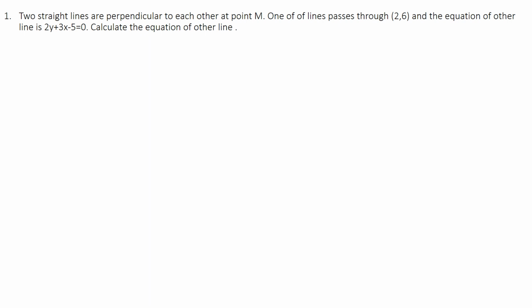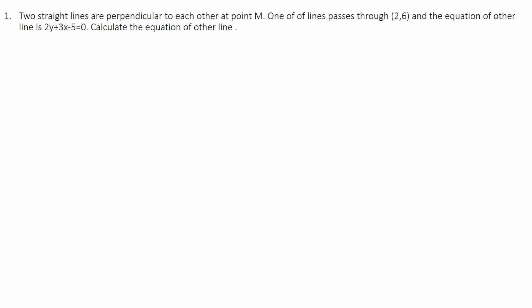So the question reads: two straight lines are perpendicular to each other at a point M. One of the lines passes through (2, 6), and the equation of the other line is 2y + 3x - 5 = 0. Calculate the equation of the line. So this is how you can do that question when you find such a question.